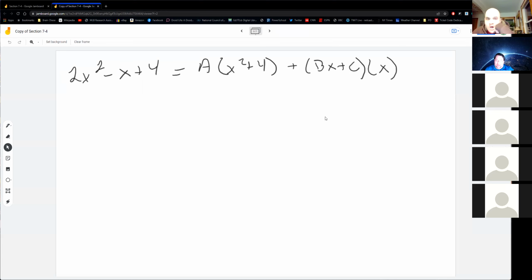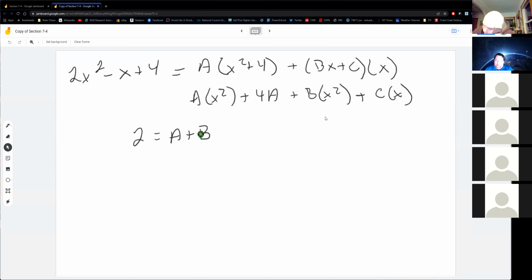So we'll distribute. I have A times x squared plus 4A plus bx squared plus cx. My x squared term is 2, so I have 2 equals A plus B. My x term is -1, and that's just C. And my number by itself is 4, and that's 4A. So C, I'm done. A equals 1.